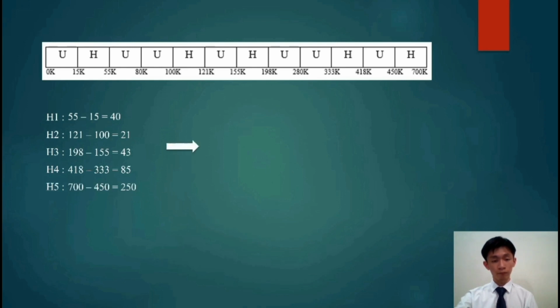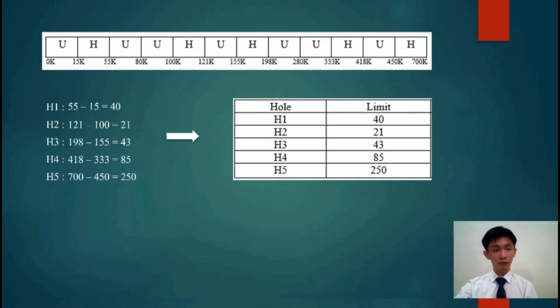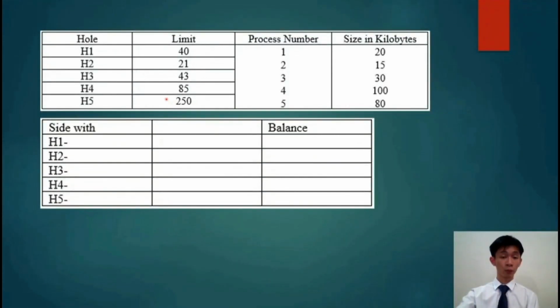So we can view it in a table form, for your easy reference. Here is the limit we just calculated. This is the process number and size in kilobytes. These two have been provided from our question, and I put them here for easy reference. The next step is to look at the process number and size in kilobytes.